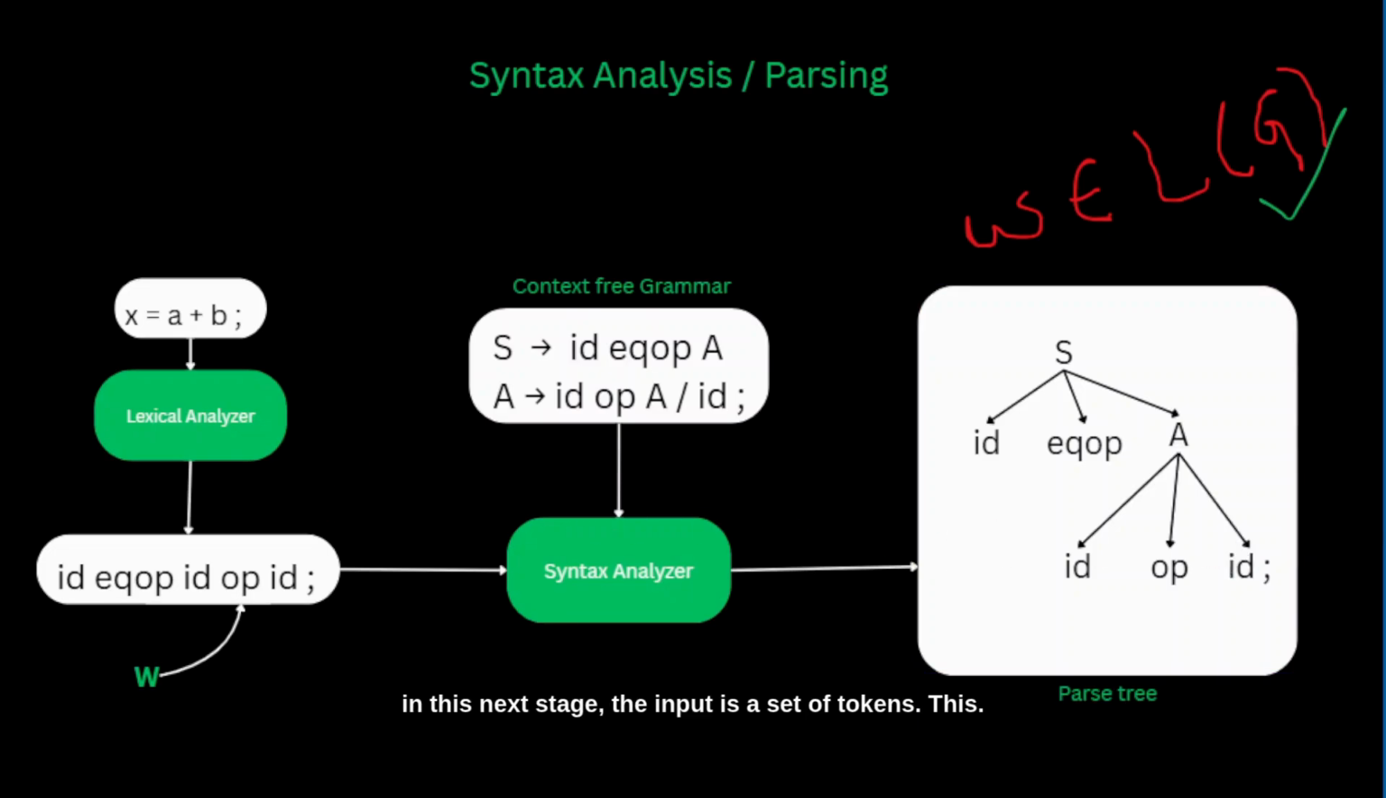So in this next stage, the input is a set of tokens. The syntax analyzer generates a parse tree, this is the parse tree, and checks if the word belongs to the grammar using a context-free grammar. You'll understand it if you have studied theory of computation. This is the grammar. The syntax analyzer already has a grammar put into it, and it checks whether, using this grammar, you can generate this sequence of tokens, which let's call a word.